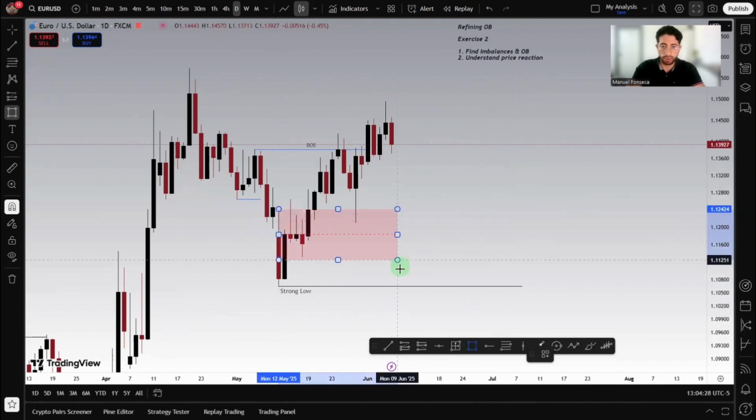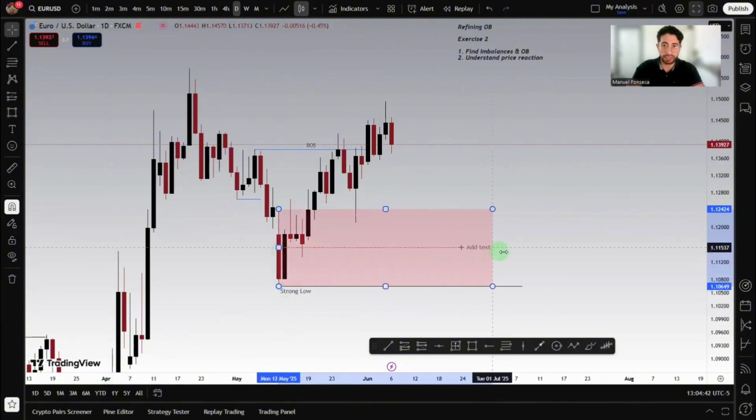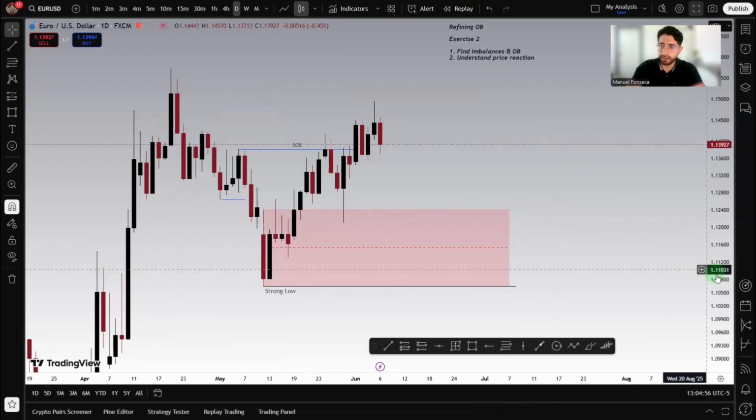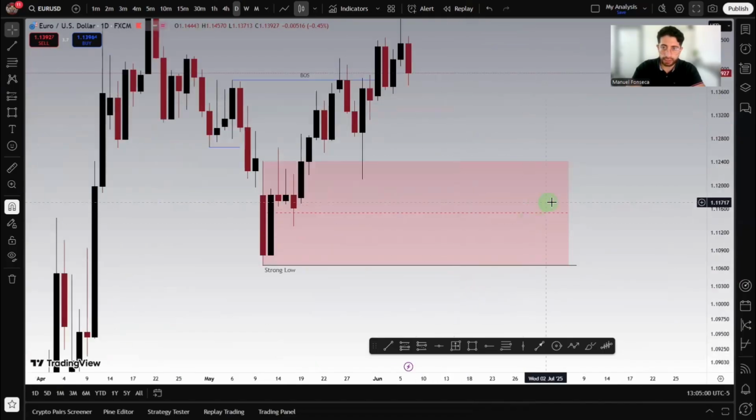It works. So I always use these two tools, okay, this the magnet. I put it, and then what I do is the next. Why? Because I can put here the beginning, exactly the precise beginning, and then we have the 50%. This is a daily order block. Okay. Now we can see the next.